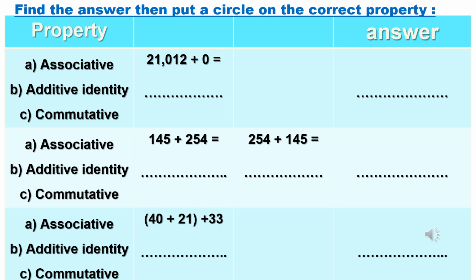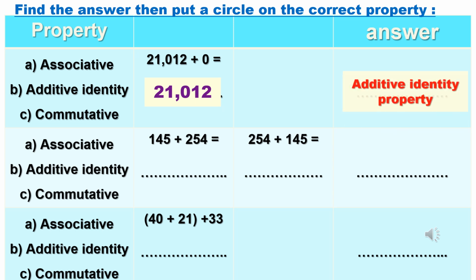Find the answer, then put a circle on the correct property. First one, we have here 21,012 plus 0. So we have here 0. This means this property is additive identity. So the sum equals 21,012.